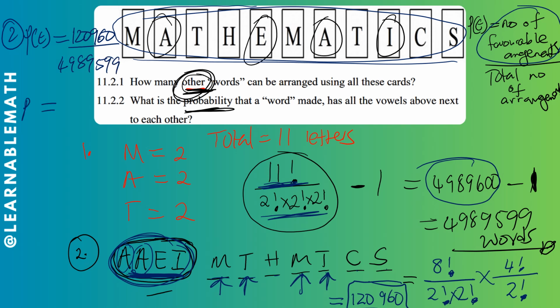Okay, so when you simplify this, you'll get your answer as 120,960 divided by 4,989,599. So it's going to give me 0.0242. If you write this as a percentage, 0.0242 times 100, the probability will be 2.42%. Okay, so that will be the probability.